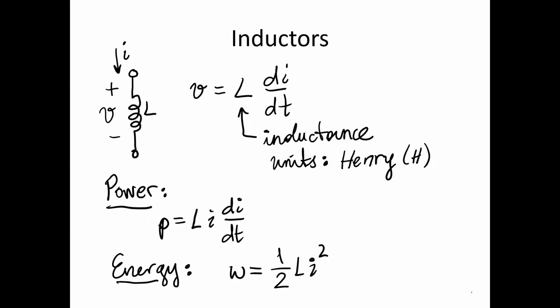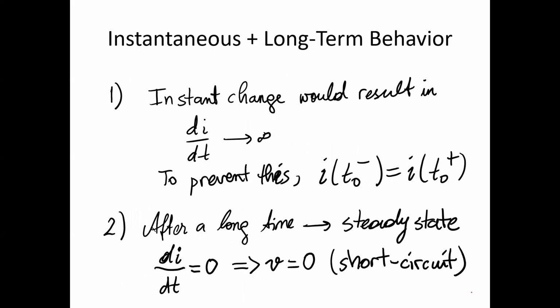As before, the same power relation P equals VI holds true for inductors, and if you substitute the fundamental relation, you find that the power equals the inductance times the current times the derivative of the current. As before, we always have to make sure we're using signs in accordance with the sign convention, which means we use a positive sign of power when the current is entering the positive terminal of the voltage. If we use the fact that the energy is the integral of the power, it can be shown that the energy of an inductor is 1/2 L times the current squared.